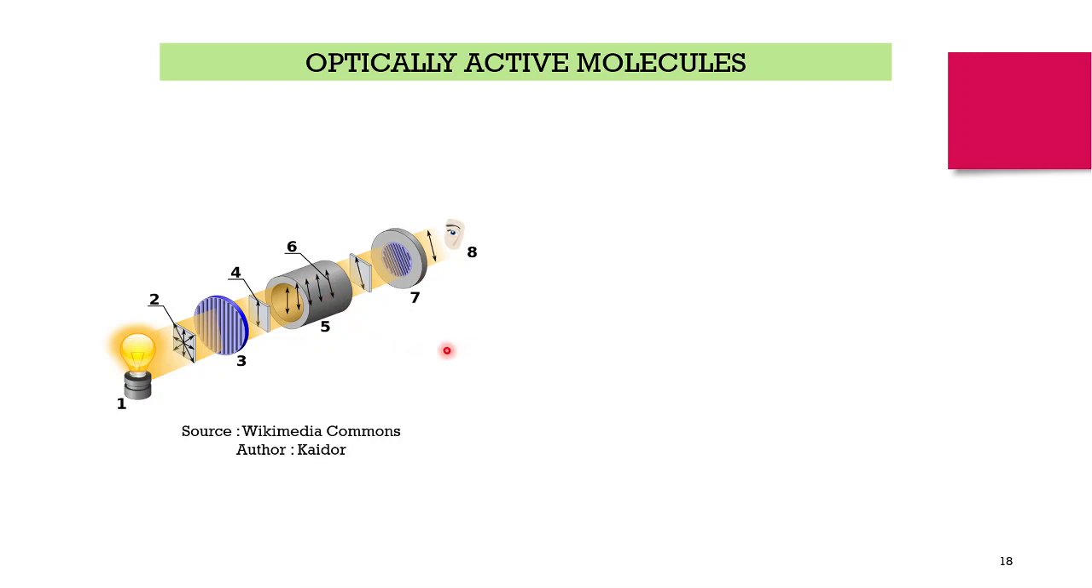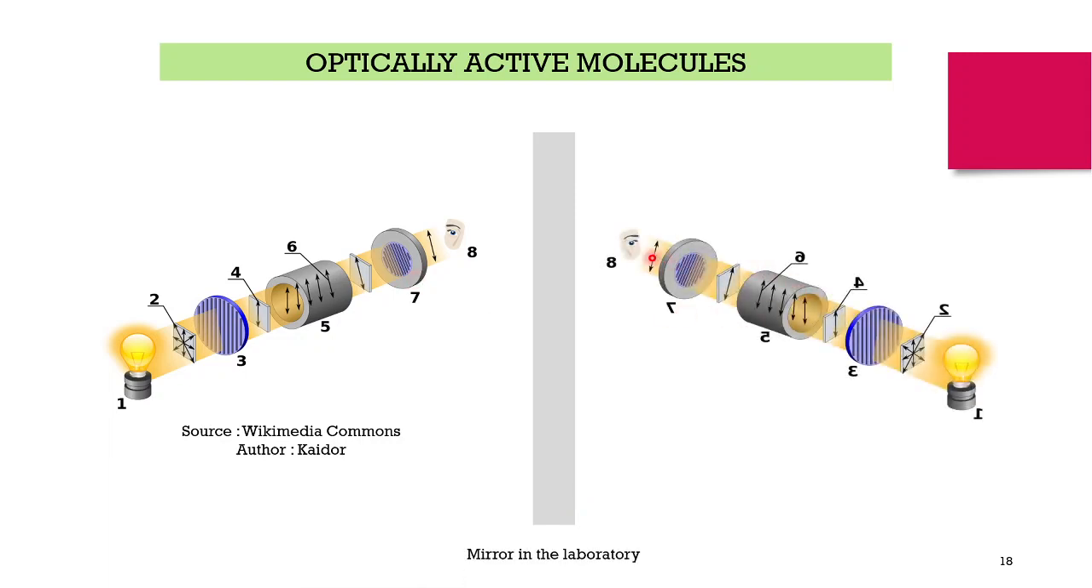What makes them optically active can be answered by a thought experiment which I have tried to create here. Suppose there was a mirror in the laboratory where this experiment is happening, and inside the mirror the experiment looks like this. If for some time you can imagine the world inside the mirror to be real, then you can understand why these molecules are optically active.